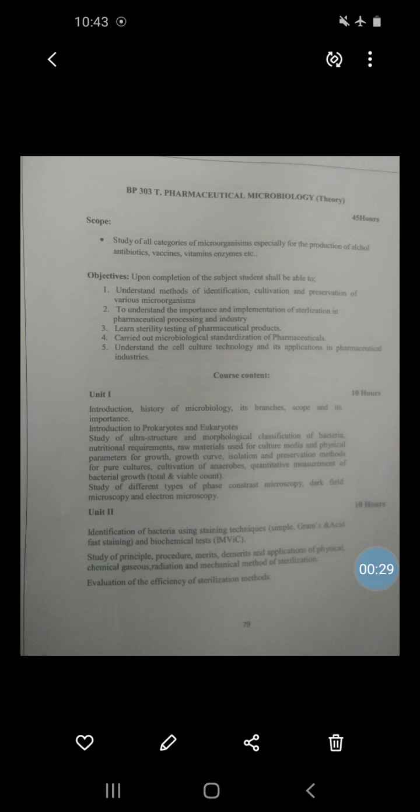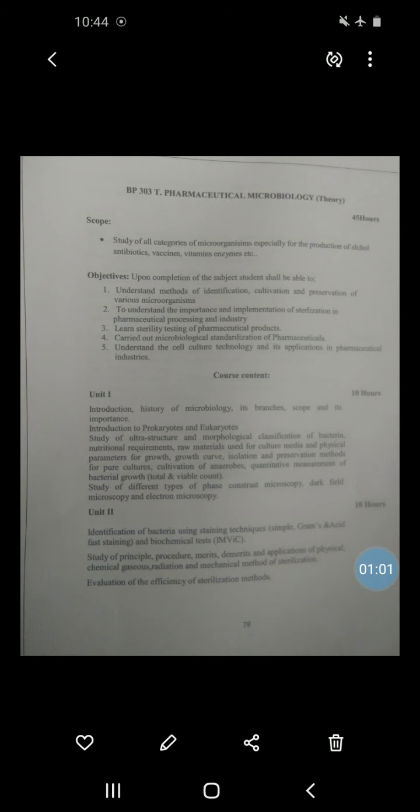This filtration sterilization is also called mechanical sterilization. In this method, the liquids are filtered through bacterial filters to remove any microbes present. This method is very useful for sterilization of heat sensitive liquids.